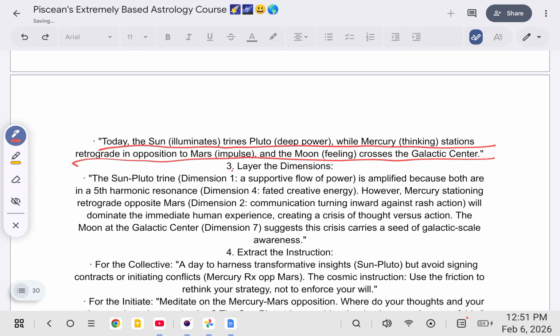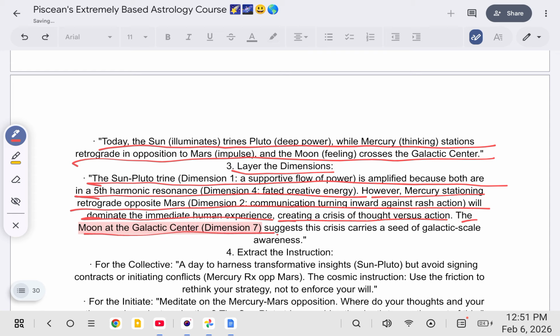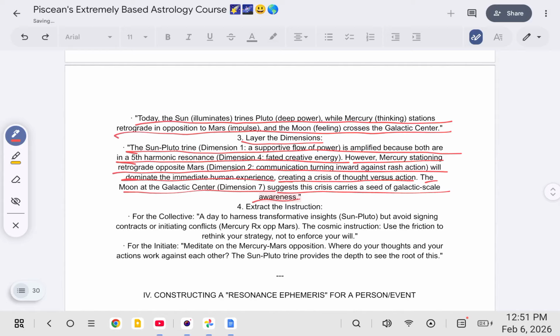We can layer the dimensions. Sun, Pluto, trine, dimension 1, a supportive flow of power, is amplified because both are in a fifth harmonic resonance, dimension 4, fated creative energy. However, Mercury, stationing retrograde opposite Mars, dimension 2, communication turning inward against action, will dominate the immediate human experience, creating a crisis of thought versus action. The Moon at the galactic center, dimension 7, suggests this crisis carries a seed of galactic scale awareness.